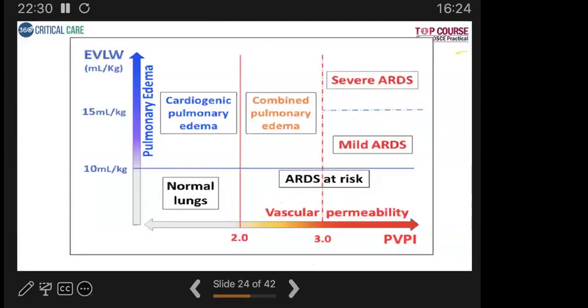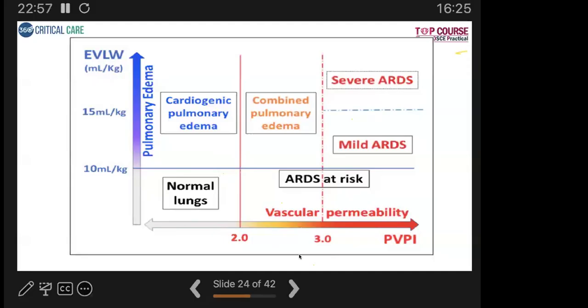With the transpulmonary thermodilution, we get two important values, that is the extravascular lung water as well as the pulmonary vascular permeability index. This could be asked in the OSCE. The extravascular lung water quantifies the absolute amount of hydrostatic pulmonary edema. It represents the total lung water outside the pulmonary vasculature. Whenever the value is more than 15 ml per kg, it indicates pulmonary edema, which is a hydrostatic pulmonary edema.